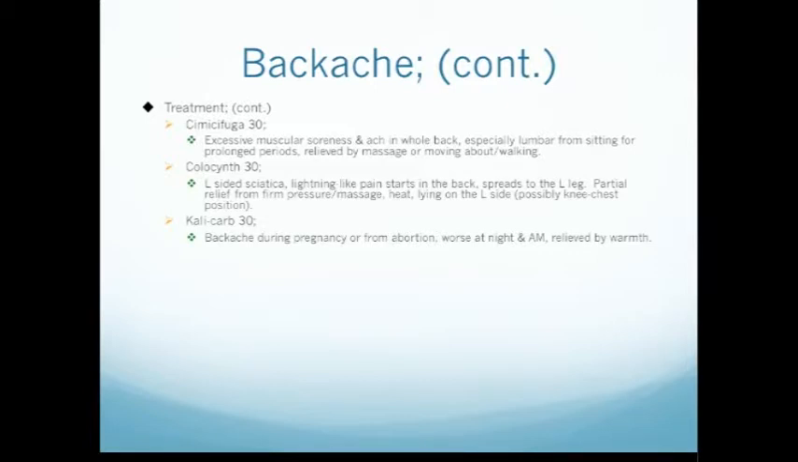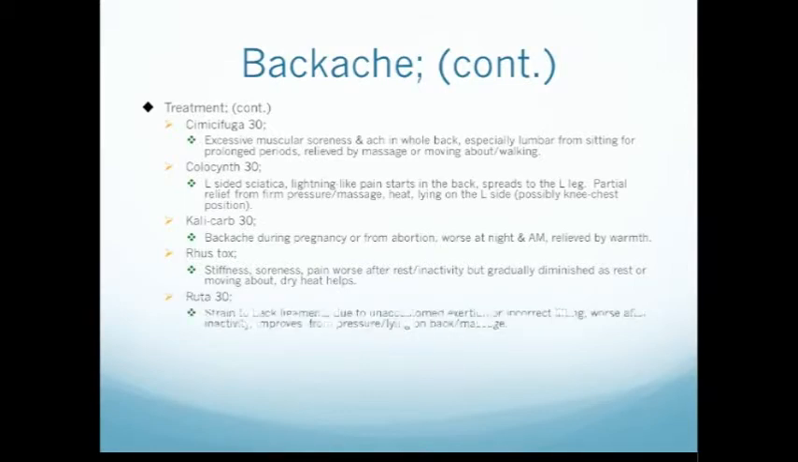It's worse at night and in the morning and relieved by warmth. Rhus tox is a derivative of poison ivy, and this is better for stiffness, soreness, and pain after rest or inactivity, but gradually diminishes as rest ends and with moving about. Dry heat will also help this. Ruta 30 for back pain and strain due to the back ligaments from unaccustomed exertion or incorrect lifting technique. It's worse after inactivity and improves from pressure or lying on the back and also massage. Stop the remedy once there's a 50% improvement. Resume if needed. If no relief, consult a physician.